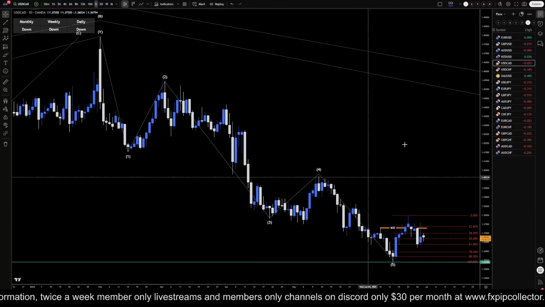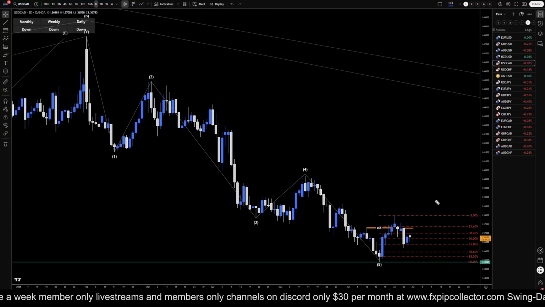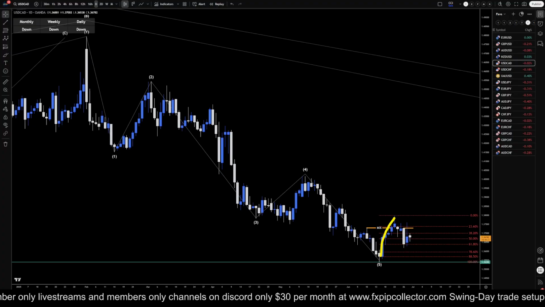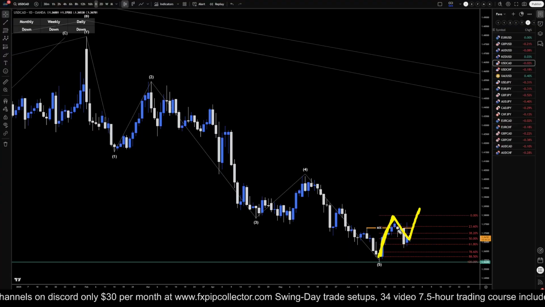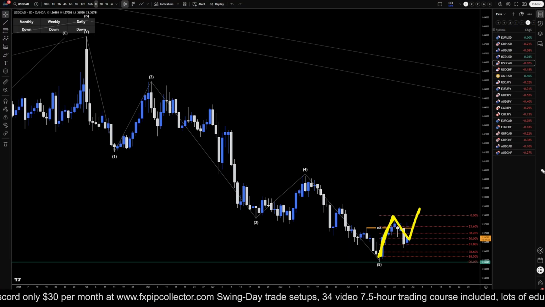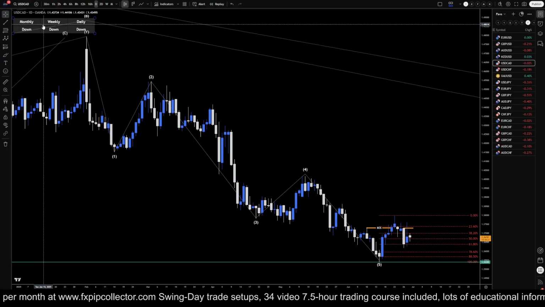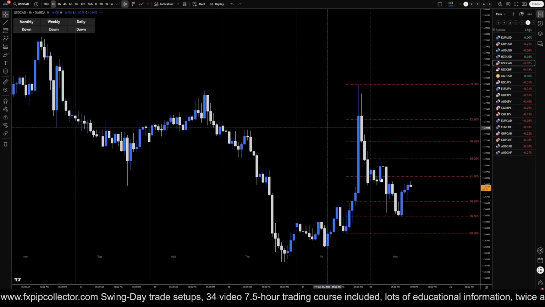If we go to the daily time frame, we did have price go up and try to break structure here. So we possibly could get impulsive, corrective, and impulsive on the daily. Whether it's a 1, 2, 3 or whether it's an ABC is yet to be determined. So I could definitely picture on the daily another push to the upside.